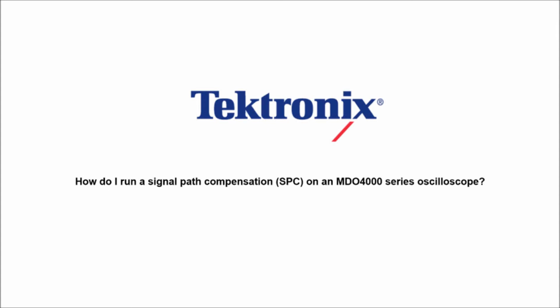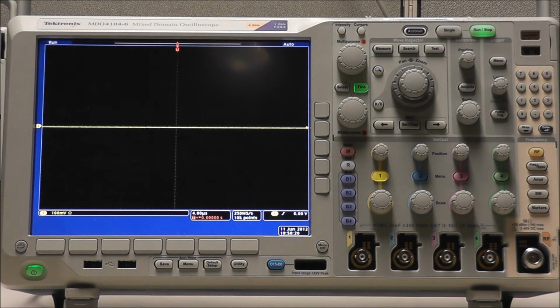Today we're going to talk about how to run a signal path compensation, or SPC, on an MDO4000 series oscilloscope. So our goal is to be able to run a signal path compensation, or SPC, and this SPC will correct for any direct current inaccuracies caused by temperature variation or long-term drift.